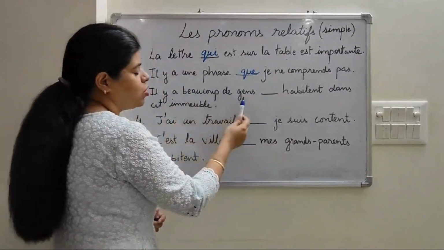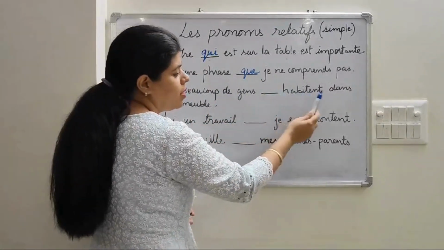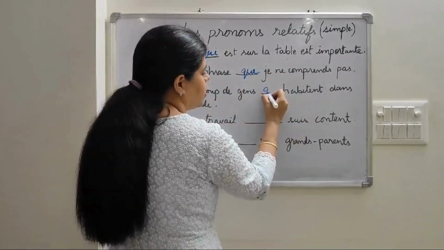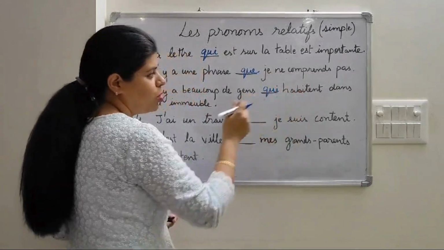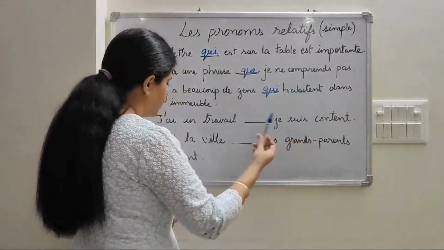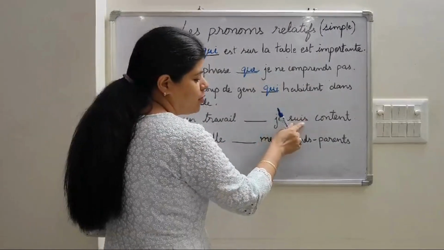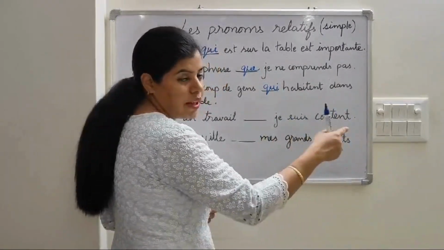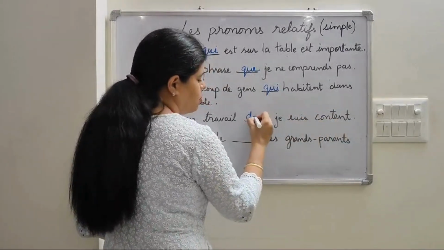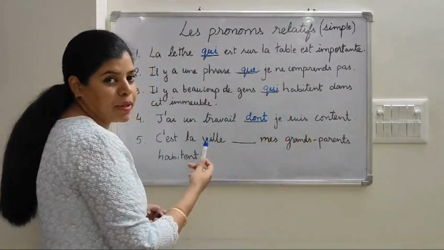Next one, il y a beaucoup de gens dash habitent dans cet immeuble. There are a lot of people who live in this building. So because les gens are the subject here, that's why we'll be using qui. And here we have a verb also. Next one, j'ai un travail dash je suis content. I have a job about which I'm happy. So now if you see here we have the expression être content de quelque chose. So because we have the expression here, we'll be using dont in the blank. So I have a job about which I'm happy.